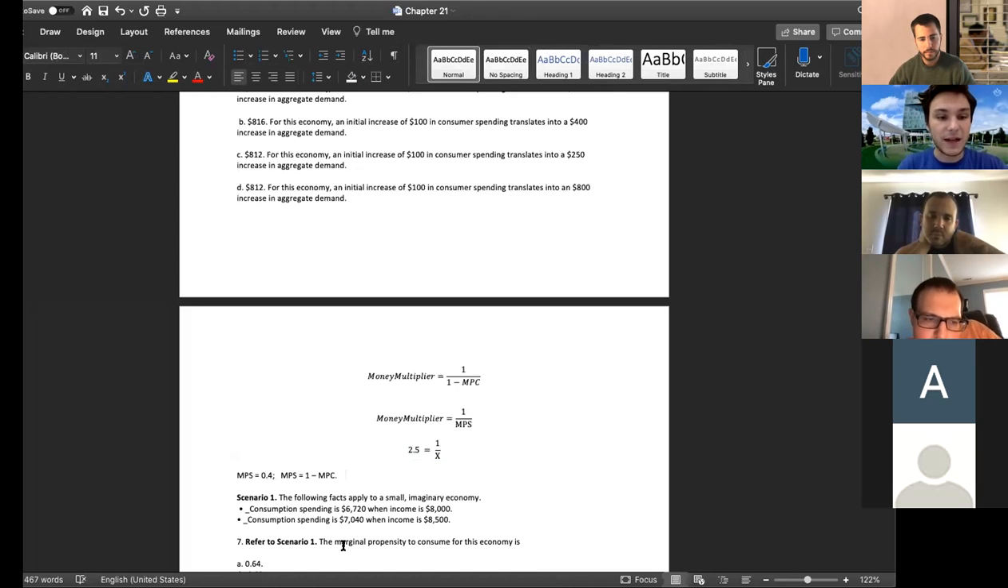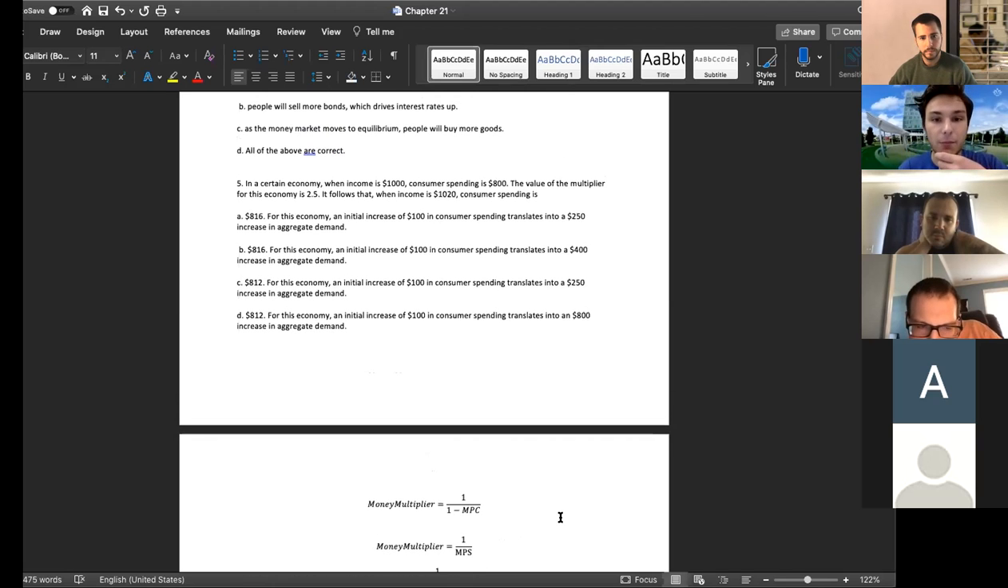So if we know that 0.4 is our marginal propensity to save, then 0.4 is going to be equal to 1 minus X. And in that case, X is going to be equal to 0.6. So we've just solved for our marginal propensity to consume.